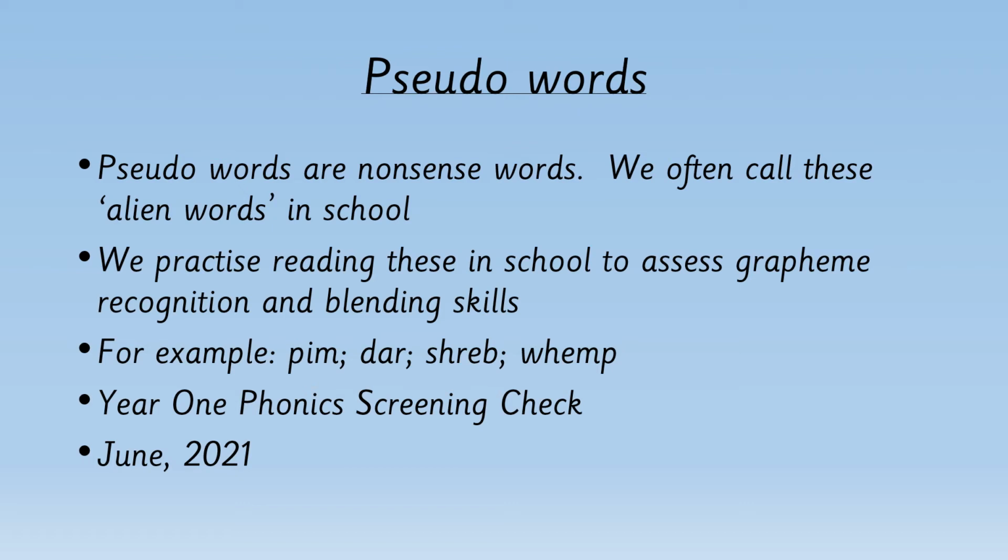Another reason we practice these alien words is that in June there is a national Year 1 phonics screening check where the children will read 40 words, 20 of which are real words and 20 of which are alien words. This is a pass or fail test, but if the child doesn't make the pass mark, they will retake the check in Year 2. Before June, they will be sending out more information about the phonics screening check and giving you resources to practice for the check with your child at home.